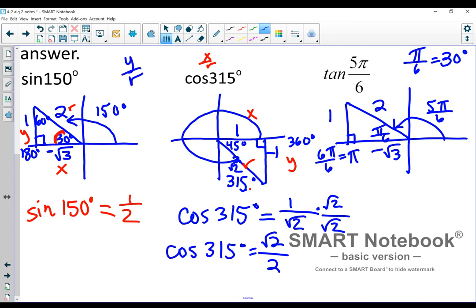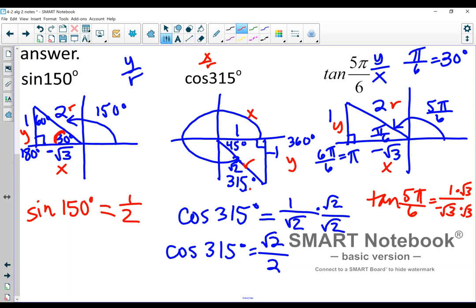And then to find my tangent is y over x. So tangent is like slope, y over x is slope. So let's go ahead and label this. My y side is vertical, my x side is horizontal, my r side is that hypotenuse. So the r is never going to be negative. So if I want to take the tangent of 5 pi over 6, I would have y over x, which is 1 over the negative square root of 3. And then we would need to rationalize by multiplying by root 3 over root 3.